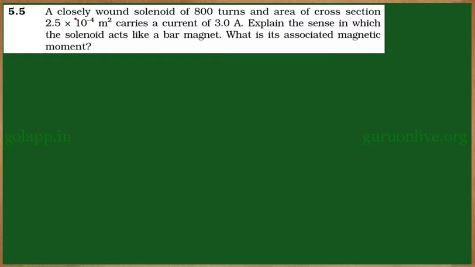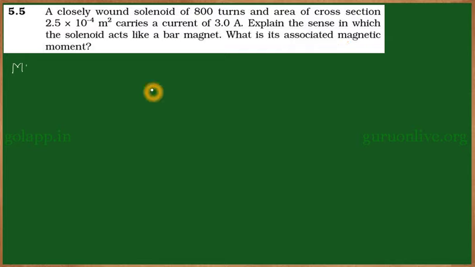See this problem. A closely wound solenoid of 800 turns and area of cross section 2.5 × 10^-4 m² carries a current of 3 amperes. Explain the sense in which the solenoid acts like a bar magnet. What is its associated magnetic moment?